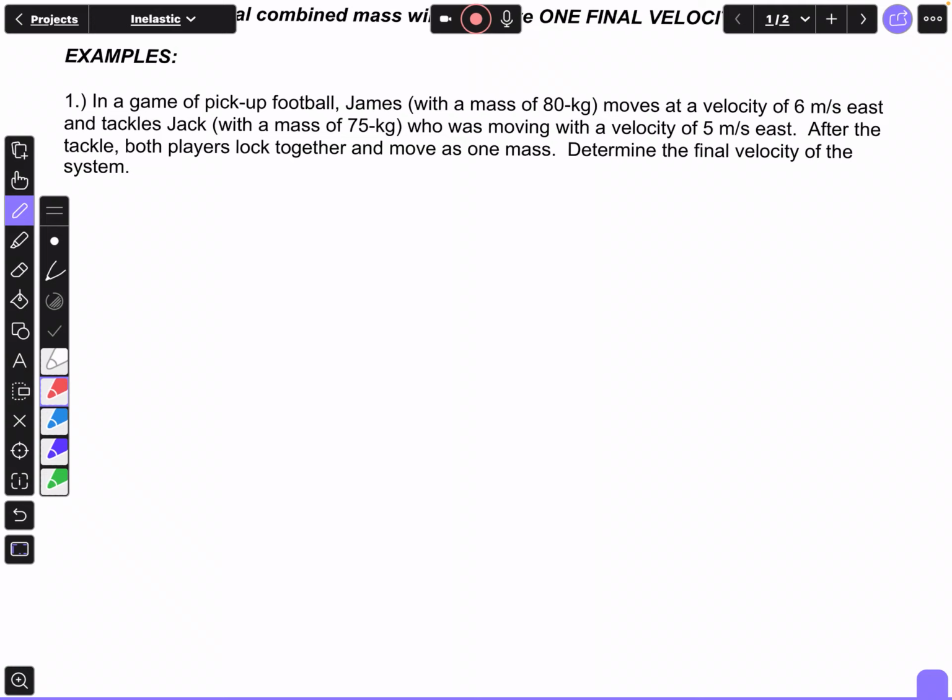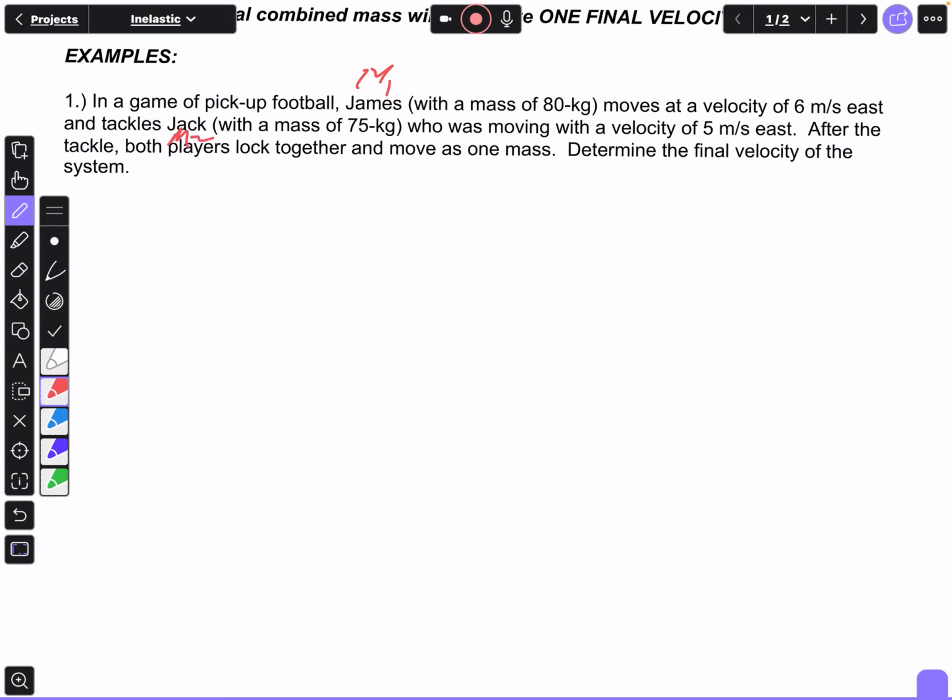That ought to tell you right then this is an inelastic collision. When we work problems that are mixed, I won't tell you that, so you'll have to be paying attention to see which equation to use, if it's elastic or inelastic. And it says to determine the final velocity of the system. So I'm going to label James as being my first mass, M1, and I'm going to label Jack to be M2.